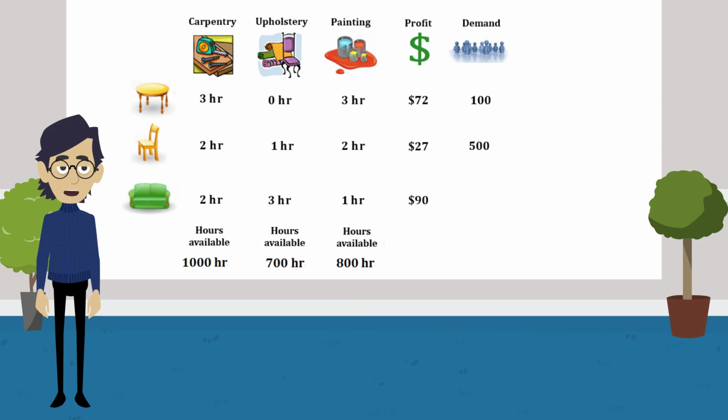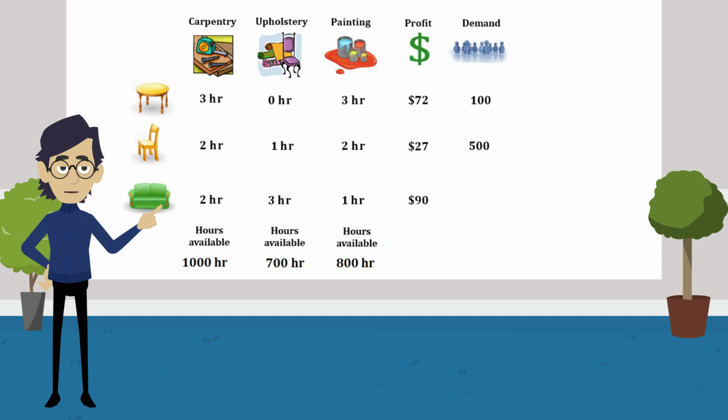Each chair must spend 2 hours in carpentry, 1 hour in upholstery, and 2 hours in painting. Its maximum weekly demand is 500 units. The profit generated by each chair is $27. Each armchair must spend 2 hours in carpentry, 3 hours in upholstery, and 1 hour in painting. There are no demand constraints. And each armchair generates a profit of $90.